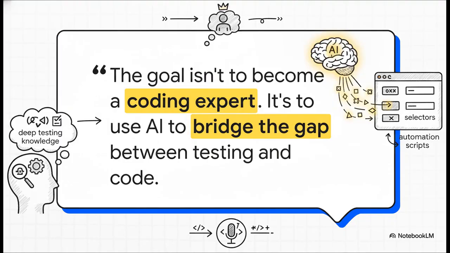This right here is the main takeaway. You don't have to spend years becoming a master programmer. You can take your deep, expert testing knowledge and use AI as the tool to translate it into automation scripts. You are still the strategist. AI is just your amazingly skilled translator.